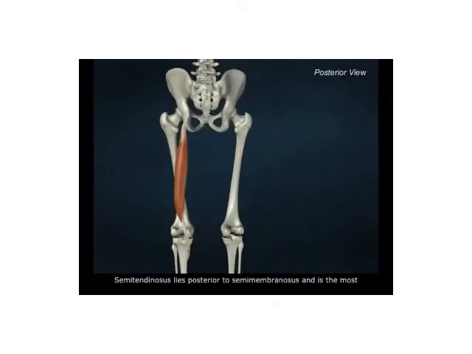Semitendinosus lies posterior to semimembranosus and is the most superficial member of the muscle group located in the posterior thigh, known as the hamstrings. The origins of semitendinosus are by a common tendon with the long head of the biceps femoris from the superior and lateral surfaces of the ischial tuberosity. The fibers run inferiorly to insert onto the medial surface of the proximal tibia.